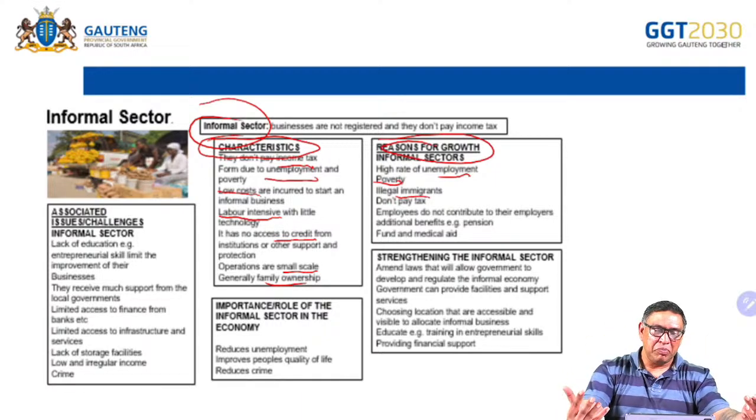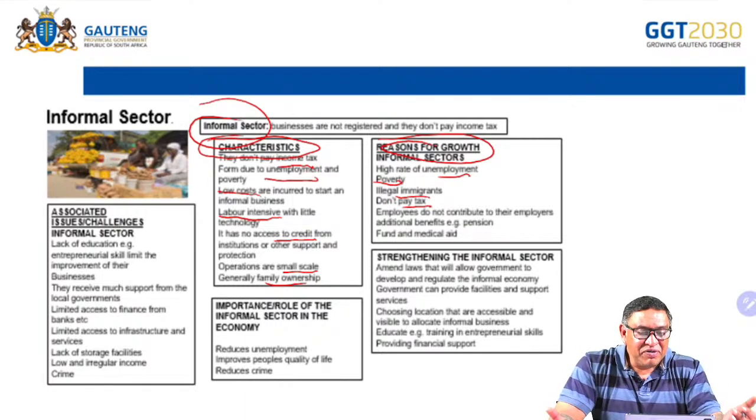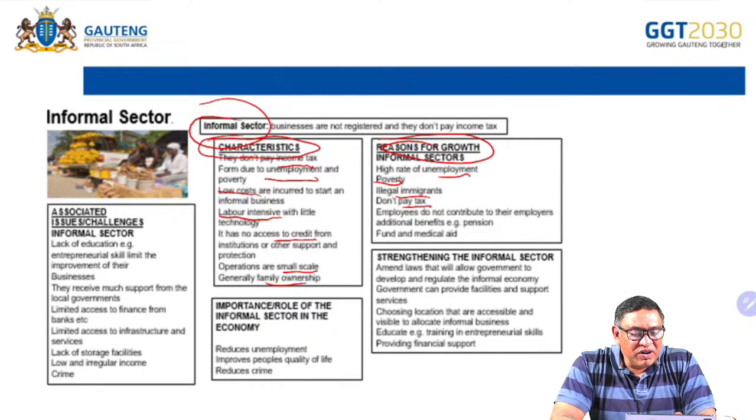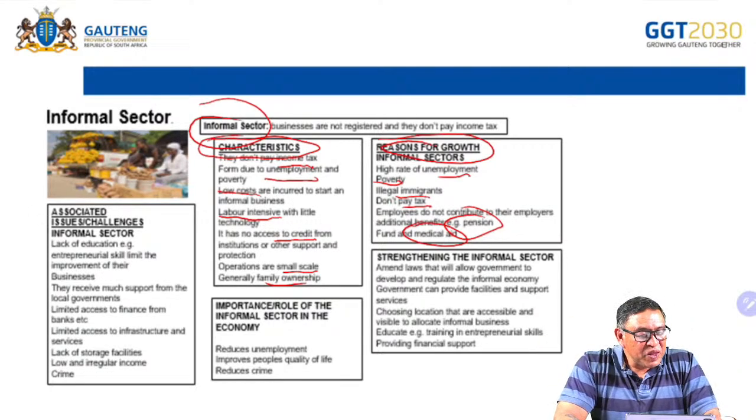They can't get formal employment. Also, you don't pay tax, so whatever you get is yours. You don't have to pay pension funds or medical aid. You don't have to have additional expenses. Okay? Issues associated.